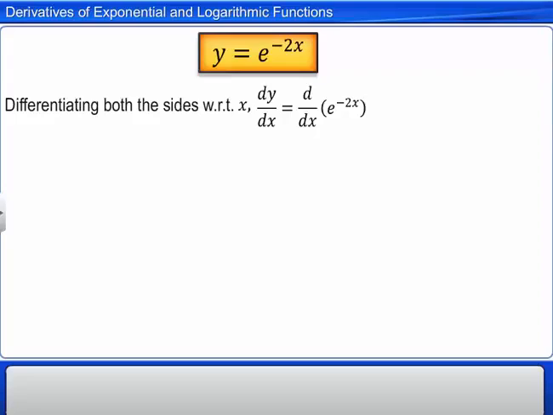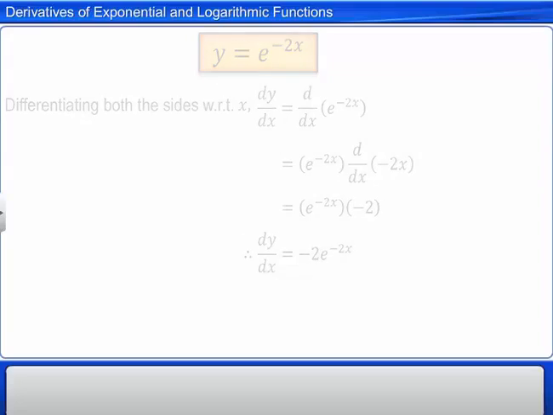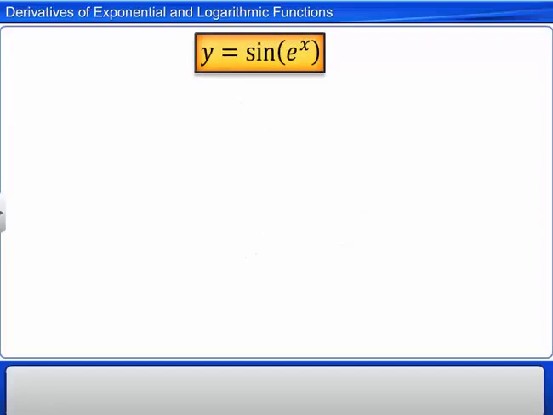By applying the chain rule, the right-hand side becomes e raised to the power minus 2x into d by dx of minus 2x. The derivative of minus 2x with respect to x is minus 2. Therefore, dy by dx is equal to minus 2 into e raised to the power minus 2x. Next, let's find the derivative of y is equal to sine of e raised to the power x.